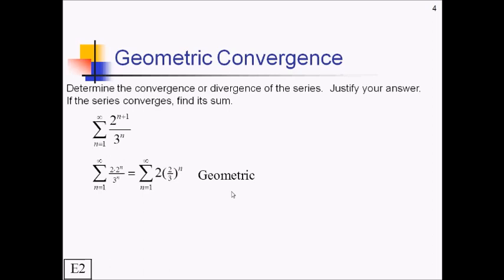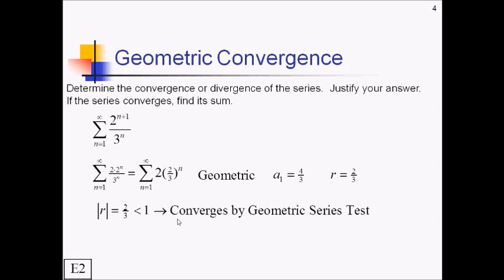So in these situations, we again like to find the a1 and the r values. For a1, my first term, that's what I get when I plug in 1. That would be 2 times 2 over 3 to the first, so 2 times 2/3, which is 4/3. Common ratio is what I keep multiplying by. That's 2/3. Now we see here, since the absolute value is 2/3, and since that is less than 1, this series is definitely going to converge by our geometric series test. So that means we can actually figure out the sum of this series.